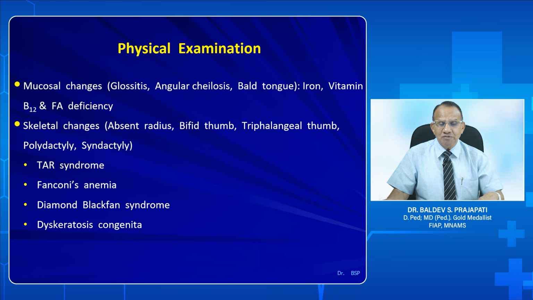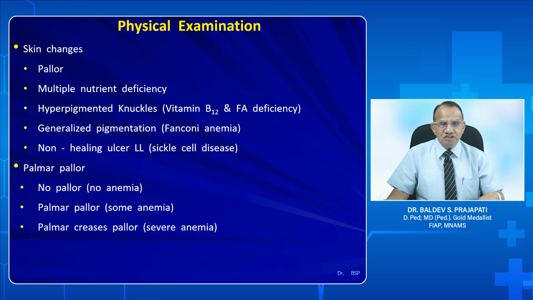Skeletal changes may be like absent radius with TAR syndrome, bifid thumb or triphalangeal thumb, maybe with Fanconi or even Diamond-Blackfan syndrome, or another condition like dyskeratosis congenita. For skin changes, always check for pallor, nutrient deficiency, hyperpigmented knuckles which may be associated with B12 and folic acid deficiency in megaloblastic anemia. Generalized pigmentation may be in a case of Fanconi's anemia. Non-healing ulcers, particularly over the lower limbs, are commonly seen in sickle cell disease, like hemolytic anemia.